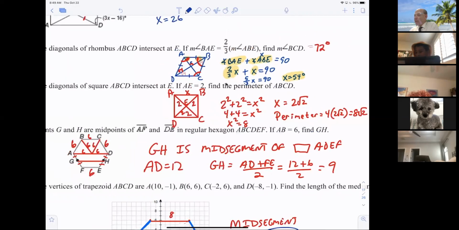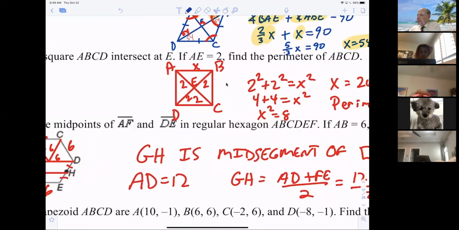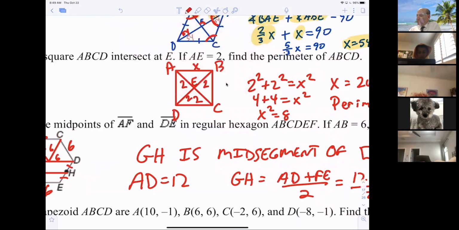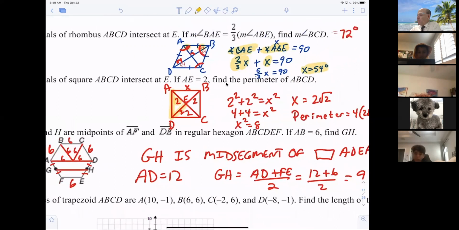The diagonals of a square intersect. AE is 2. You with me on this now? So keep in mind this right here. This is 2, this side length is 2. So it's just a squared plus b squared equals c squared. Agreed? But they want the what?